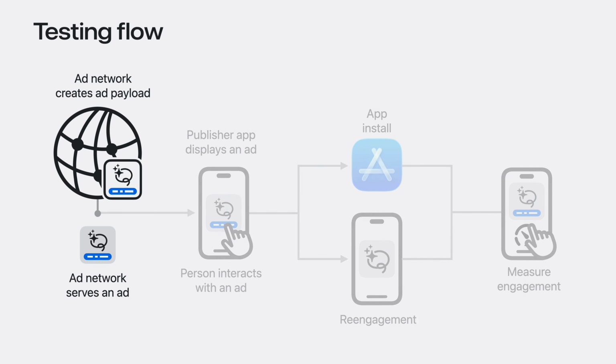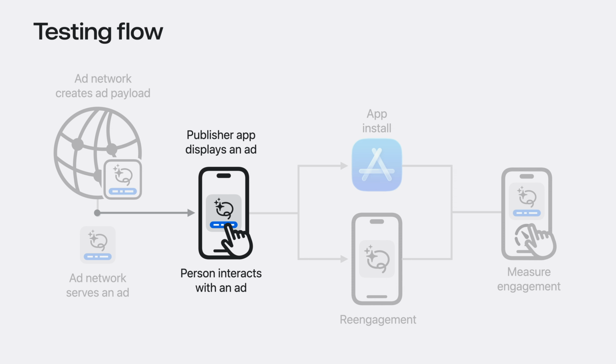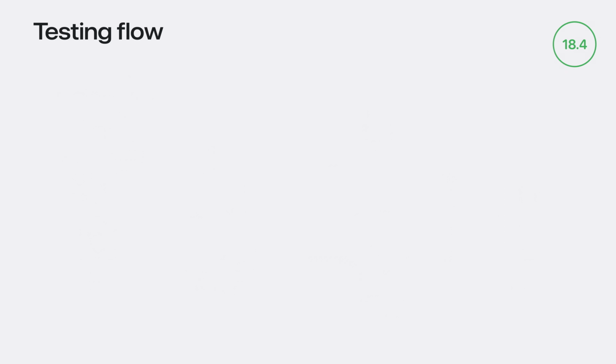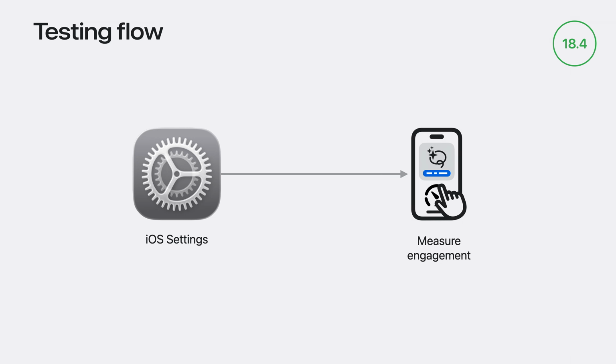First, you need to create and serve an ad payload for your advertised app. Then you display and interact with an ad in a separate publisher app, and then perform an install or re-engagement conversion to create development postbacks for your app. With iOS 18.4, you can now create development postbacks for your app directly in the iOS settings app.